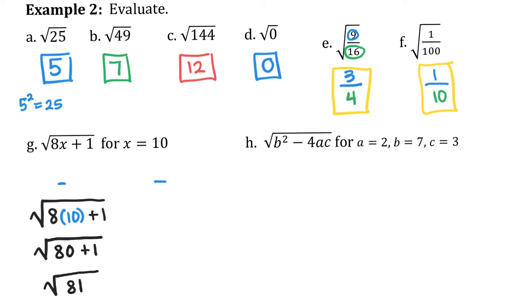Okay, now that I've finished everything inside the square root, that's called the radicand, I'm going to square root the 81. The square root of 81 is 9. So my final answer is 9.